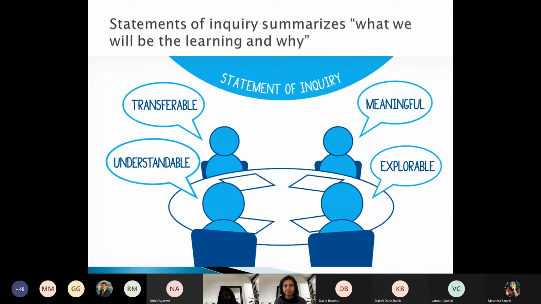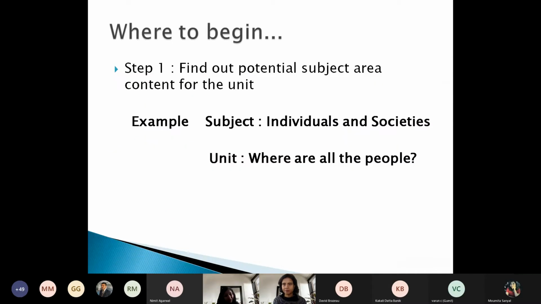We'll be having a stepwise approach to formulate a unit plan. And so here we begin. Step one, I would request all the teachers to think about one subject area content of the unit that they plan to take up in near future.